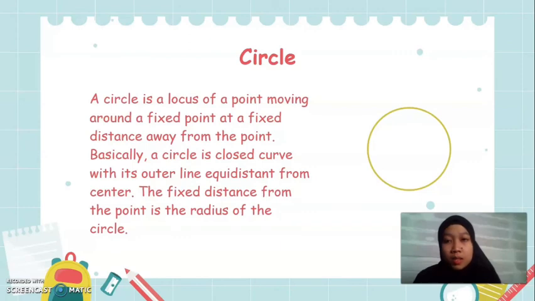Circle. A circle is a locus of a point moving around a fixed point at a fixed distance away from the point. Basically, a circle is a closed curve with its outer line equidistant from the center. The fixed distance from the point is the radius of the circle.